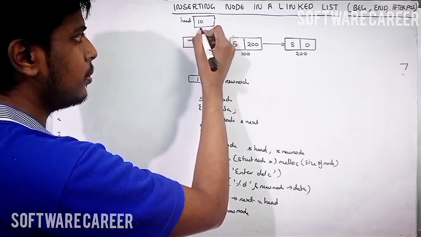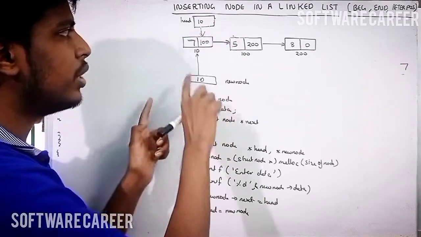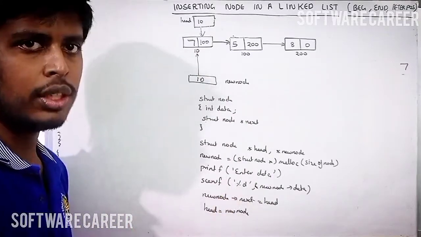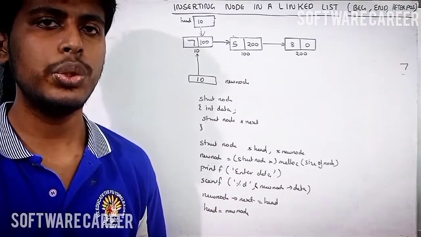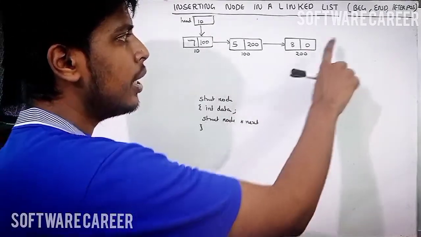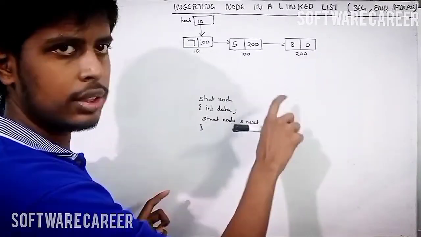Now see, now you have inserted the new node at the beginning of a linked list. This is how you should, and I have also written the code for it. This is how you should insert a new node at the beginning of a linked list. Now see, now I will teach you how to insert a new node at the end of a linked list. End means, see here, this is the last node of the linked list.